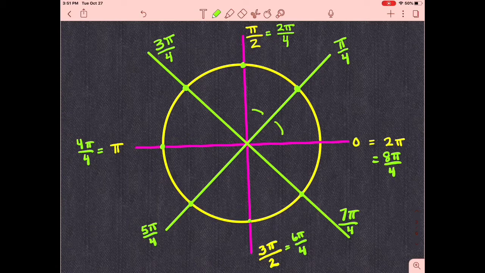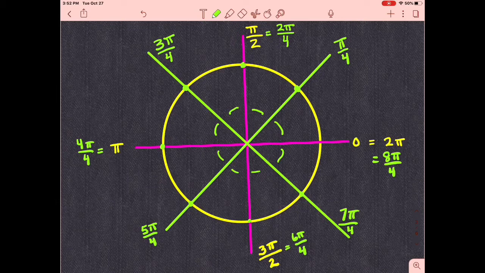1, 2, 3, 4. So that's splitting pi into 4 parts, because remember each circle is 2 pi. So the top part is 4 parts, 4 out of 4 pi. And then the bottom is 1, 2, 3, 4 more parts. So we're just thinking about the circle split into fourths in order to know where these angles are.